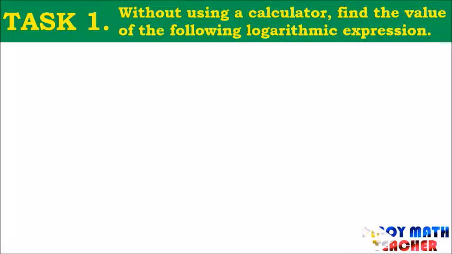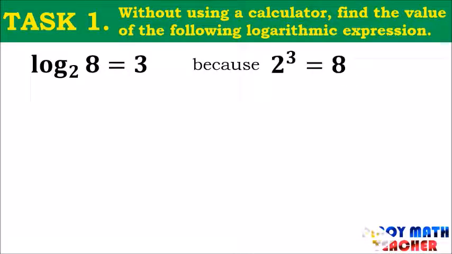Para sa task number 1, without using a calculator, find the value of the following logarithmic expression. Ang logarithm of 8 with base 2, so yan ay equal sa 3. Okay. Yan ay dahil 2 raised to 3 equals 8. So tatlong beses kailangang i-multiply ang 2 sa kanyang sarili para makapag-produce ng 8. Maaari mo ring tanongin ang iyong sarili ng ganito. Ano dapat ang exponent ng 2 para makuha yung 8?